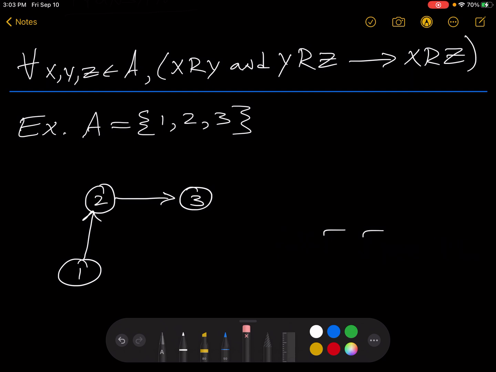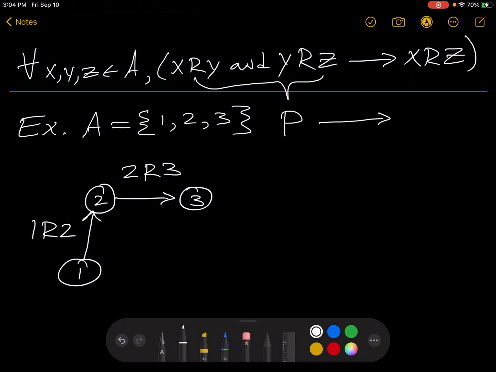Well, let's see. This edge right here tells us that 1 is related to 2. And this edge right here tells us that 2 is related to 3. Now, looking at the blue underlined statement above, notice that this is a conditional statement, and that this part is P, and this part is Q.